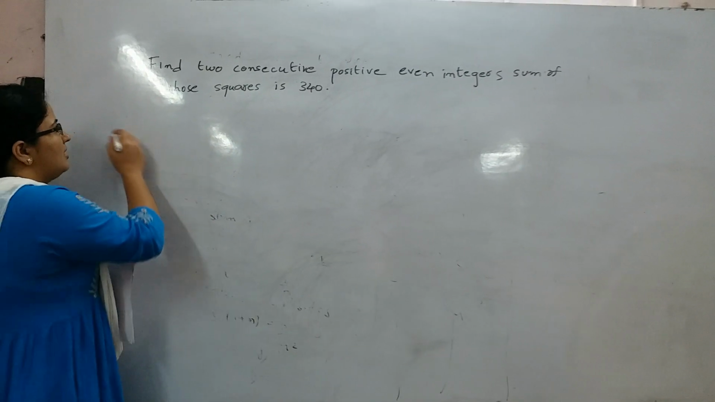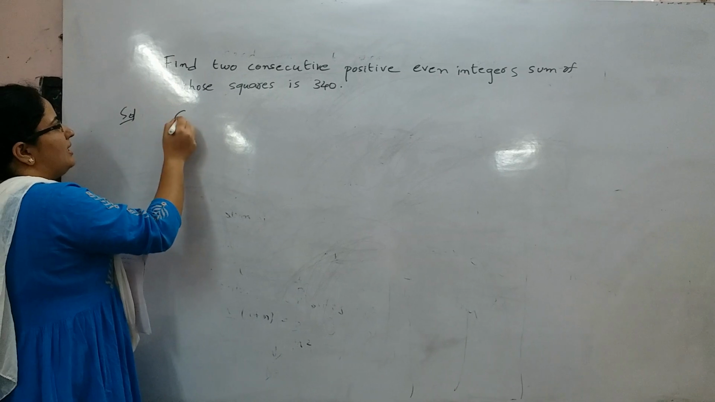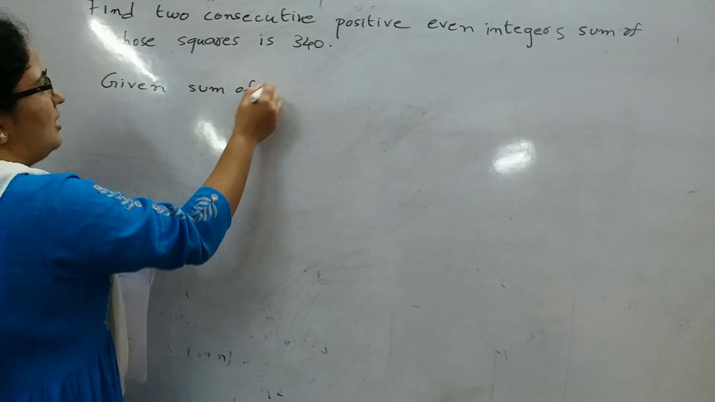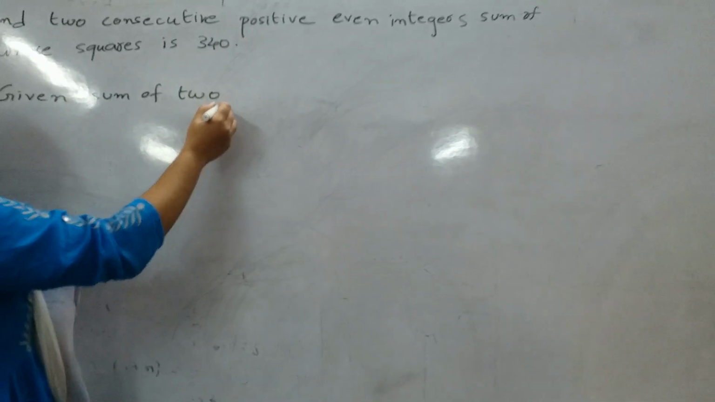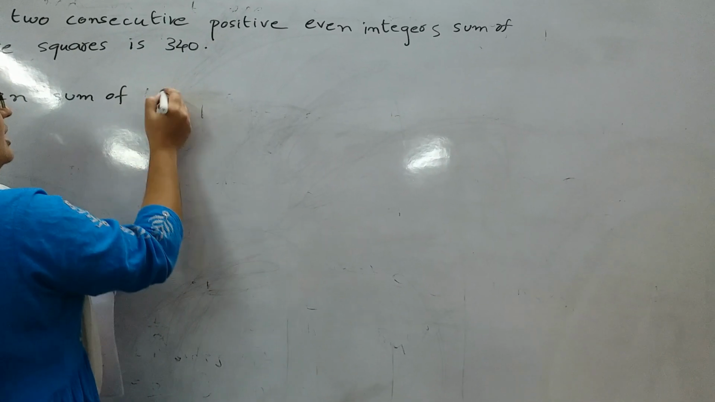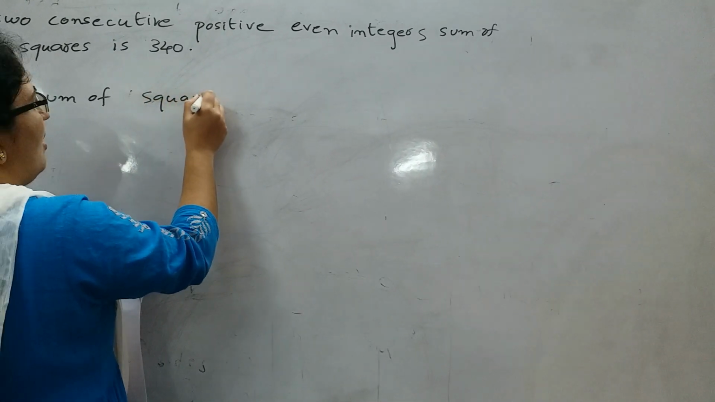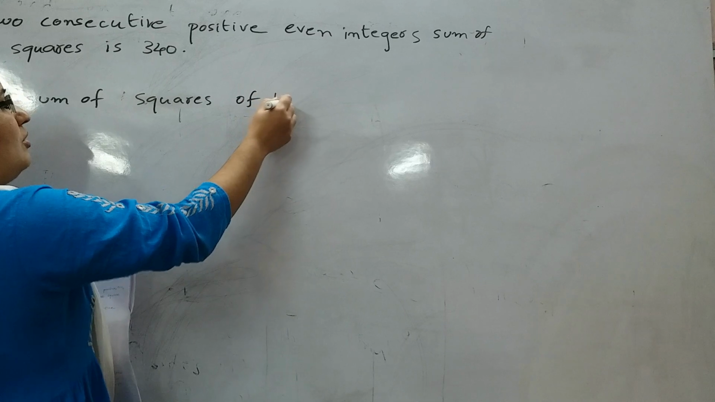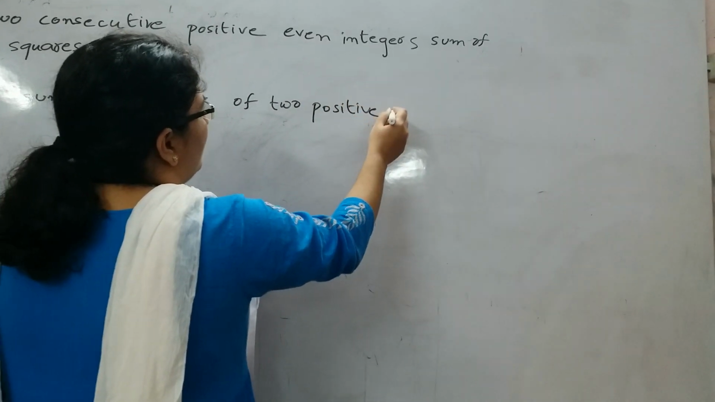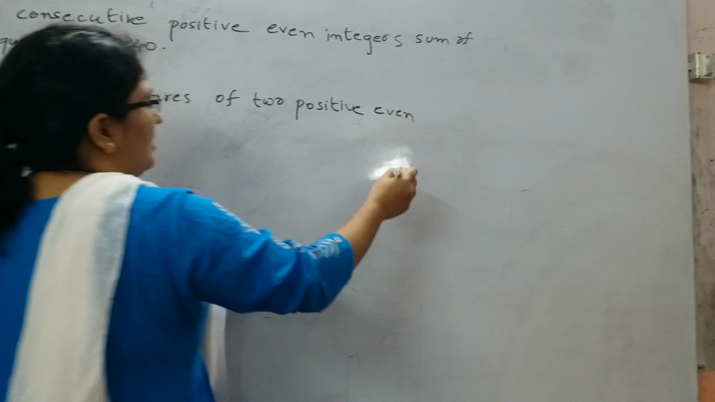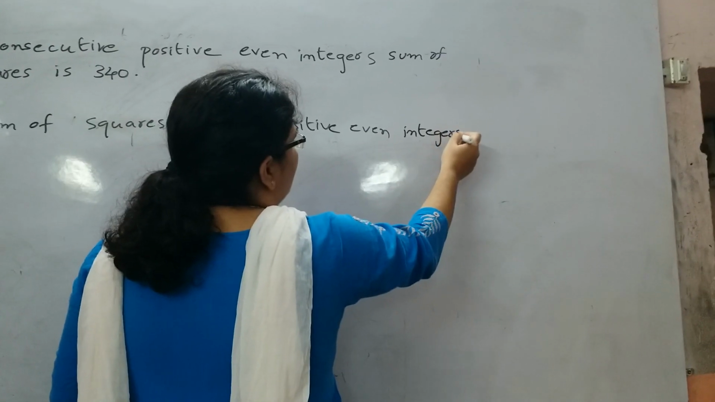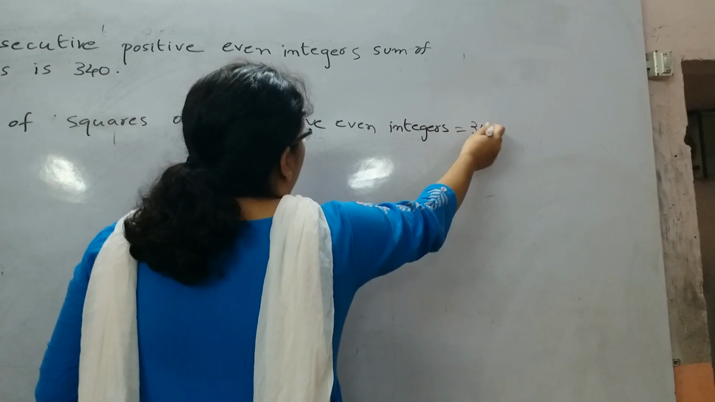Okay. Solution. What is given? Given sum of squares of two positive even integers is equal to 340.